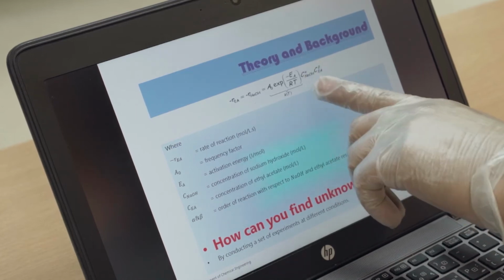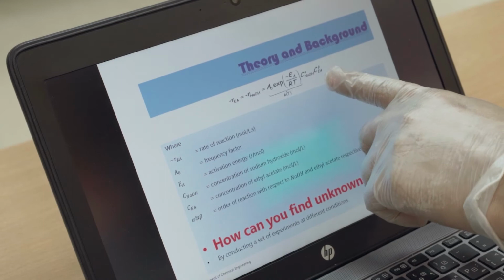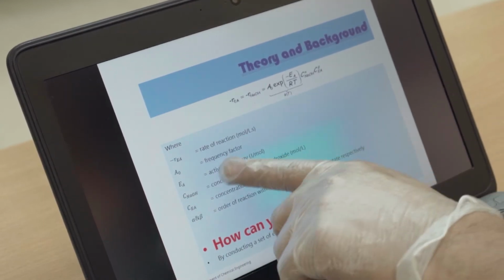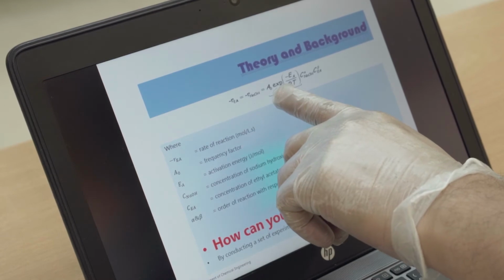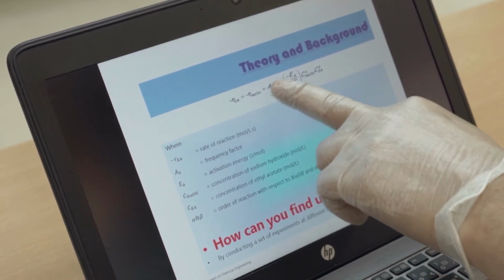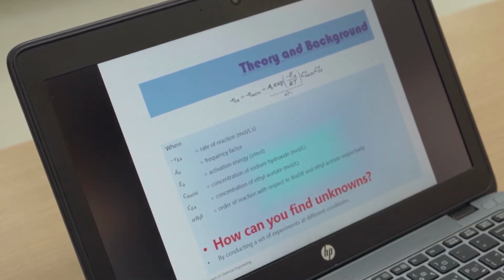The order with respect to this one is alpha, and the order with respect to the other compound is beta. Then k is basically A naught exponential of minus E_A over RT. That means we have 2 more unknowns here, A naught and E_A. So altogether I have 4 unknowns in this equation: A naught, E_A, alpha and beta. I want to design and conduct experiments so that I can find these 4 unknowns.